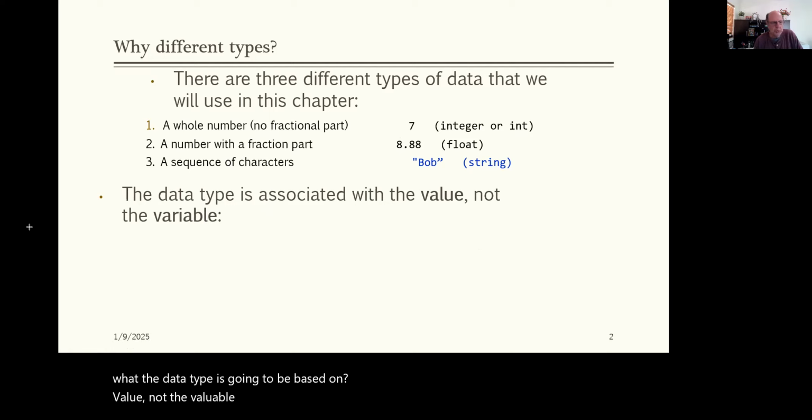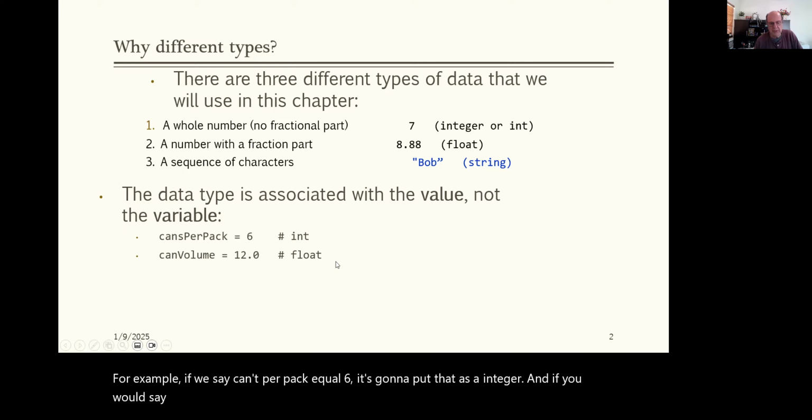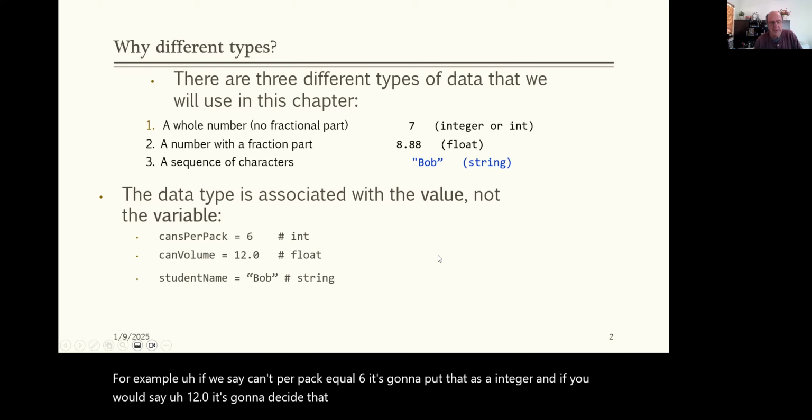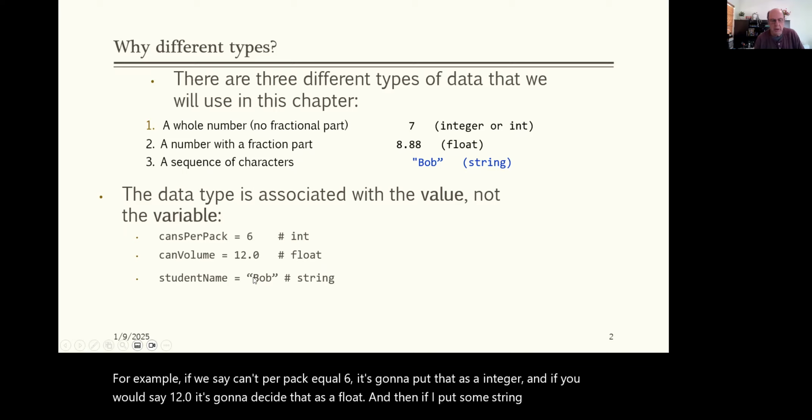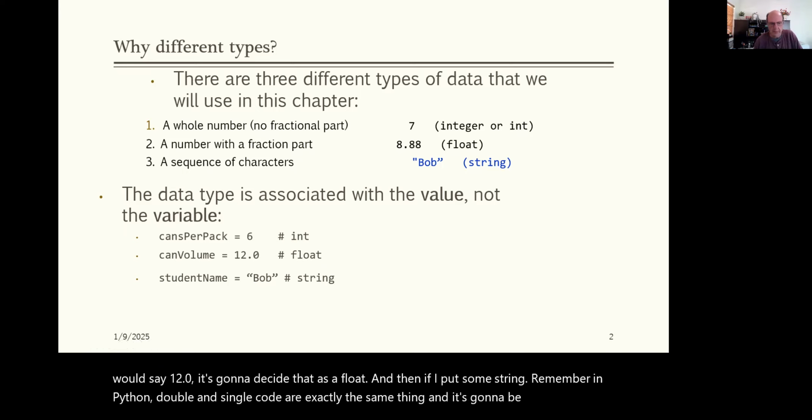For example, if we say cans per pack equals 6, it's going to treat that as an integer. And if you say 12.0, it's going to decide that it's a float. And if I put in some string, remember in Python, double and single quotes are exactly the same thing, it's going to be considered a string.